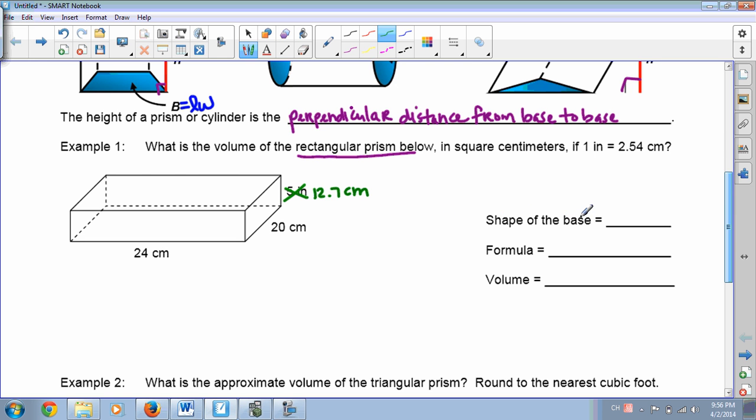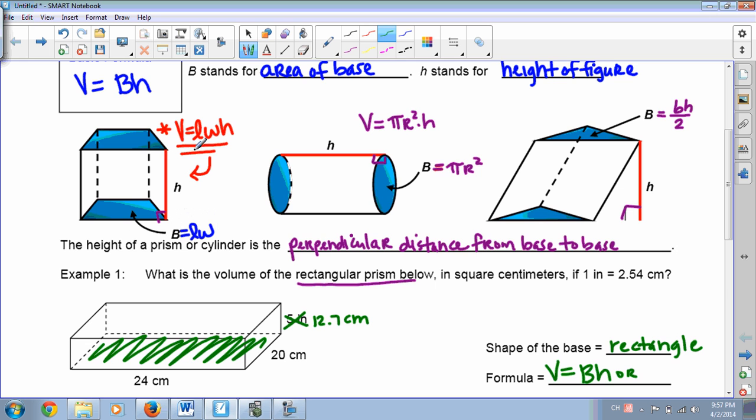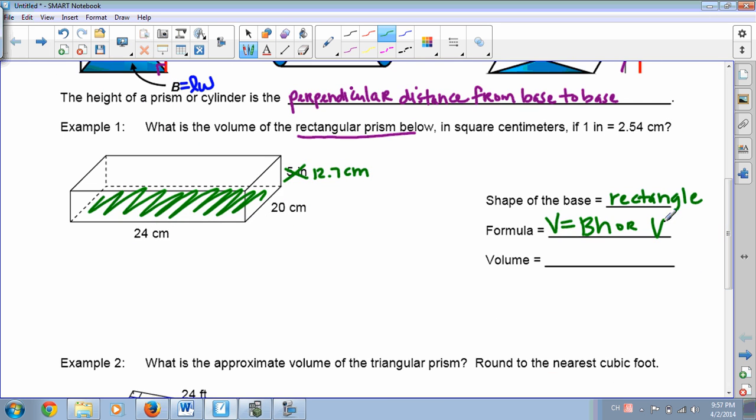This is asking us what is the shape of the base. Well, since nothing is shaded right now, we use what is on the bottom. So in this case, that would be a rectangle, is the shape of our base. And our formula for volume will be the same throughout this entire lesson, big B times H, or remember we do have this alternate formula for a rectangular prism, length times width times height. Okay, because the area of the base would just simply be length times width, which is 24 times 20.